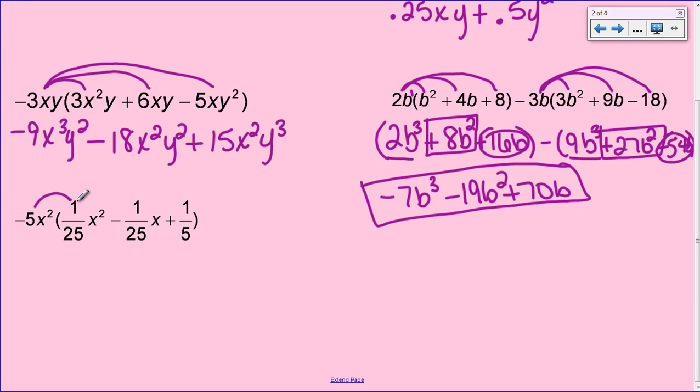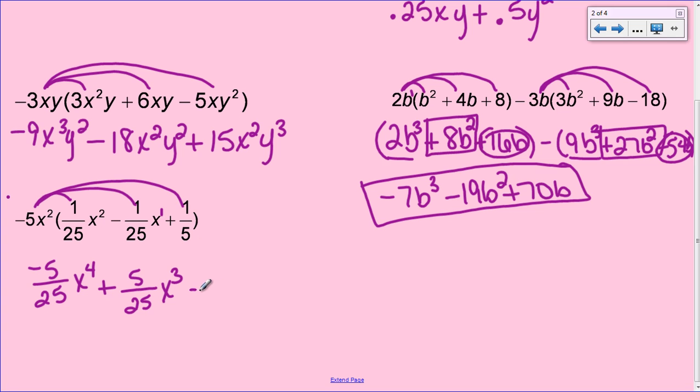Well, when I do negative 5 times 1/25, I end up with negative 5 over 25, because I just do negative 5 times that numerator, and this becomes x to the 4th, because when I add exponents, that becomes 4. Now this negative and this negative make a plus sign, so when I multiply here, I still get 5 over 25 again, but now I have x to the 3rd power, because I have a squared with a 1, so that makes 3. Now this negative and this positive way over here makes another negative, and this becomes 5/5 x squared.